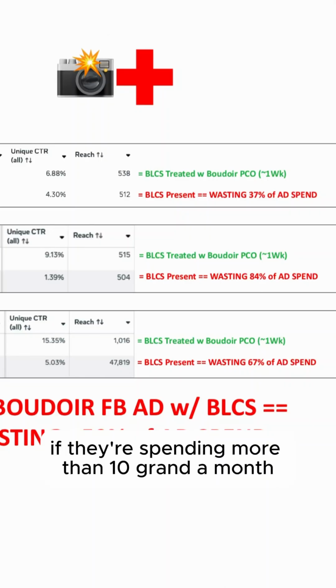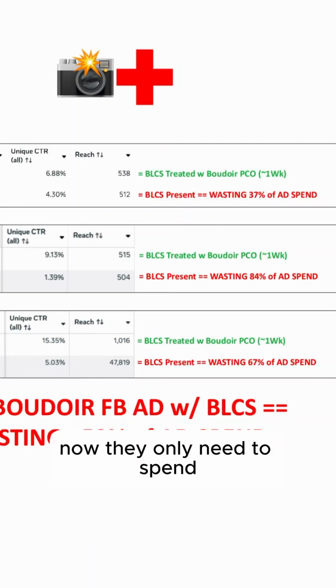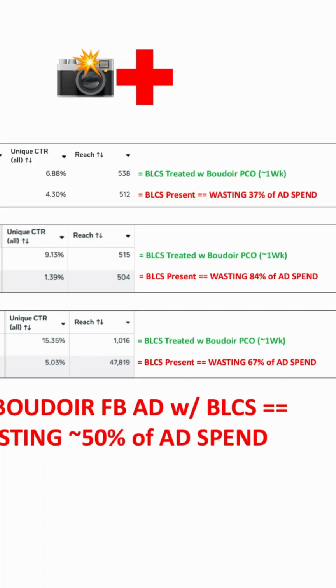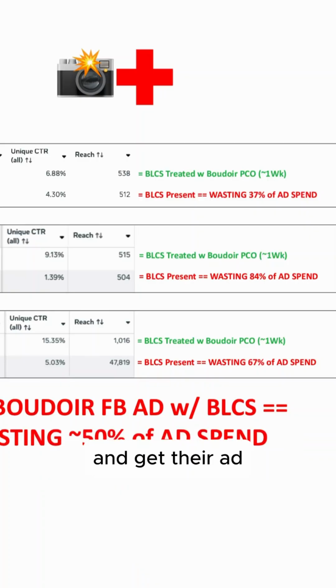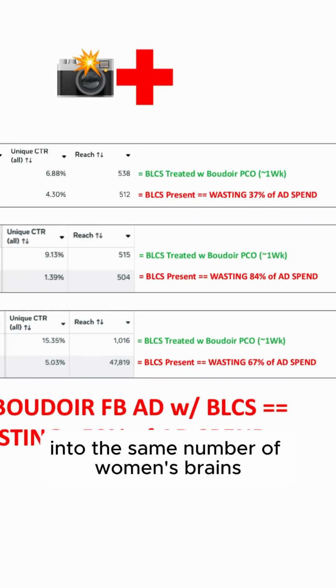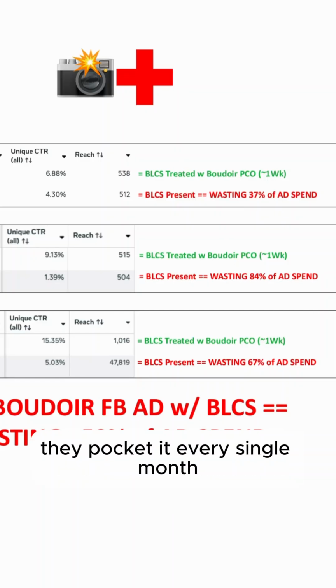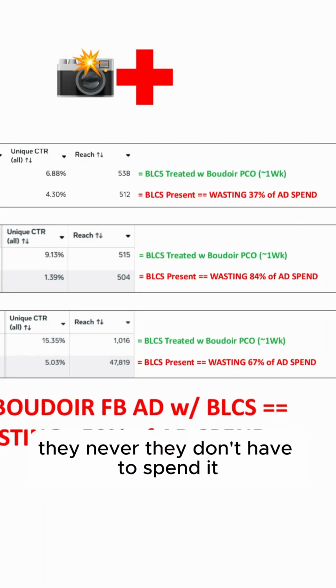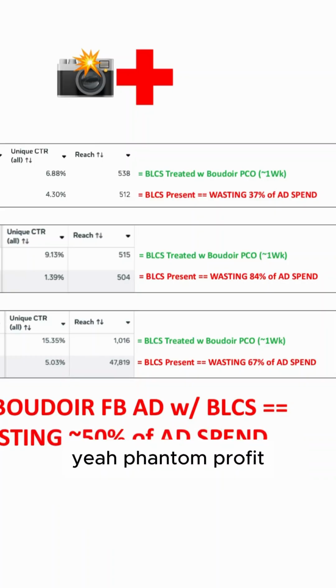If they're spending 10 grand a month on the original Boudoir Facebook ad, now they only need to spend 1.6 grand a month on the Boudoir Pico treated ad and get their ad into the same number of women's brains. So that's an 8,400 bucks a month difference. They pocket it every single month. They don't have to spend it. They keep it. It's kind of like a phantom bonus, phantom profit.